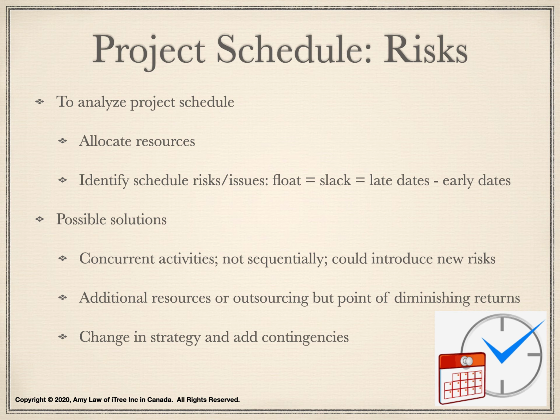Another consideration is to include additional resources or outsourcing. However, there is a point of diminishing returns because the marginal incremental throughput could reduce even when we put more resources to do the work. There is a saying, too many cooks in the kitchen. There is always a possibility to fine-tune strategy and add contingencies to address schedule risk and issues.